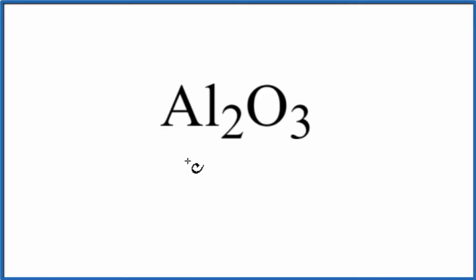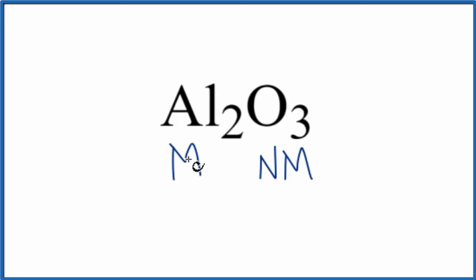In this video, we'll draw the Lewis structure for Al2O3. This is aluminum oxide. So the first thing we really need to understand is that aluminum is a metal. Oxygen is a nonmetal. So typically when we have a metal and a nonmetal, we have an ionic compound. If we look at the difference in electronegativity between aluminum and oxygen, we'll see it's 2 or greater. So this is definitely an ionic compound.